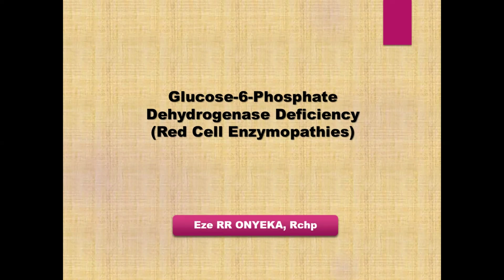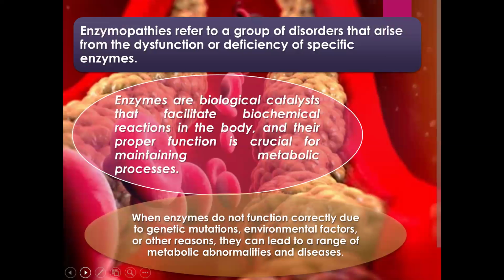Glucose-6-phosphate dehydrogenase deficiency is a red cell enzymopathy. What are enzymopathies? These are pathologies of the enzyme. That is, a disease state that results when the enzyme is either deficient or dysfunctional.